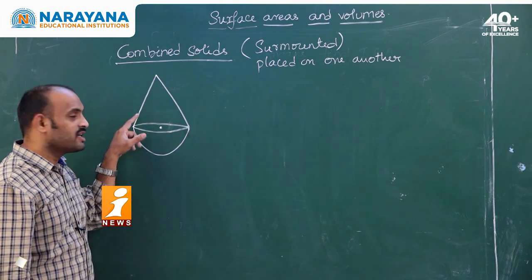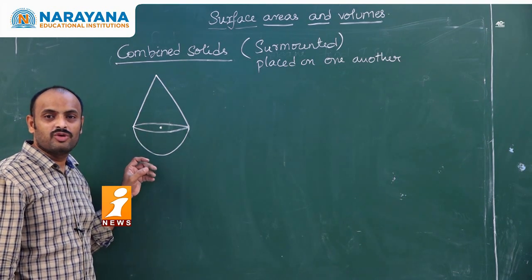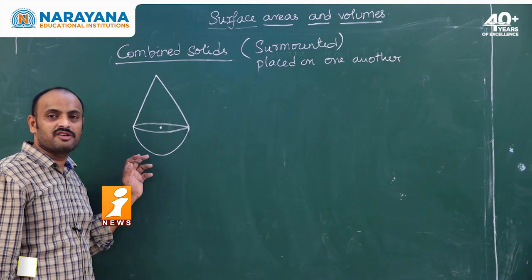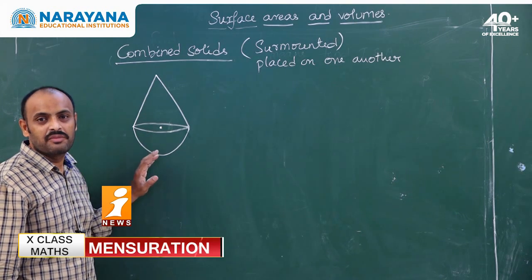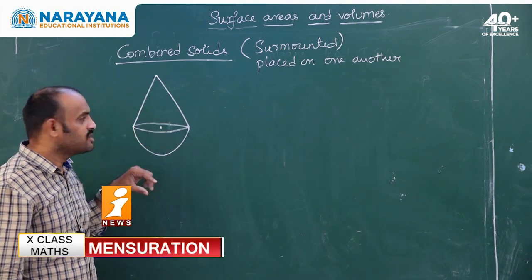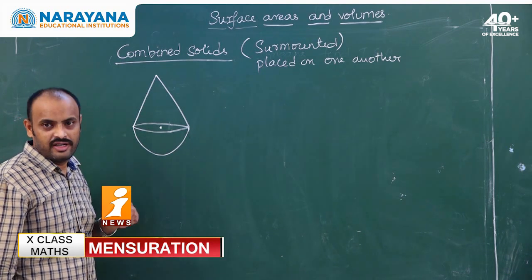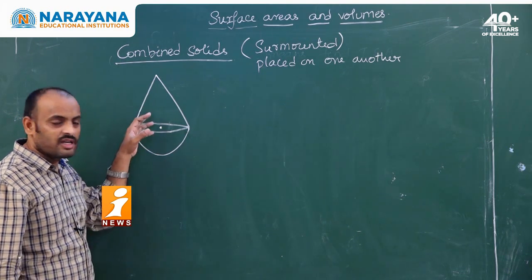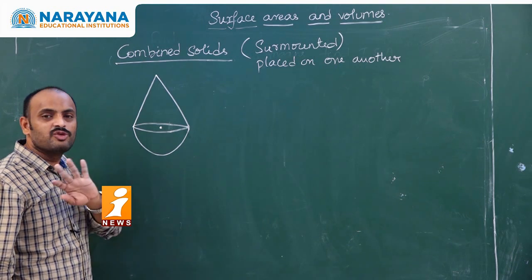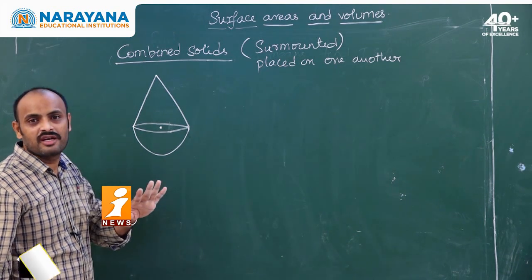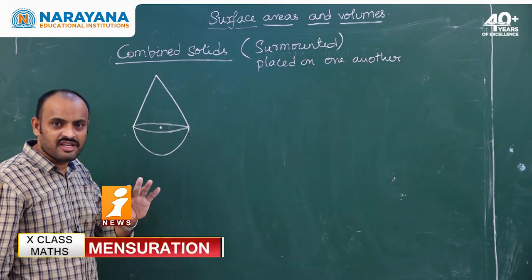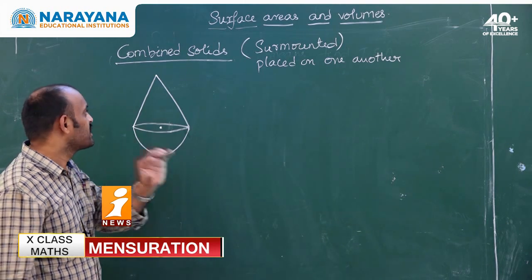That means the radius of the base of the cone as well as the radius of the base of the hemisphere are the same. Then only I can draw the picture like this. So if this kind of figure is given, what do we need to find? For combined solids, if this kind of figure is given, there is no curved surface area, only surface area. We all know that surface area means total surface area.